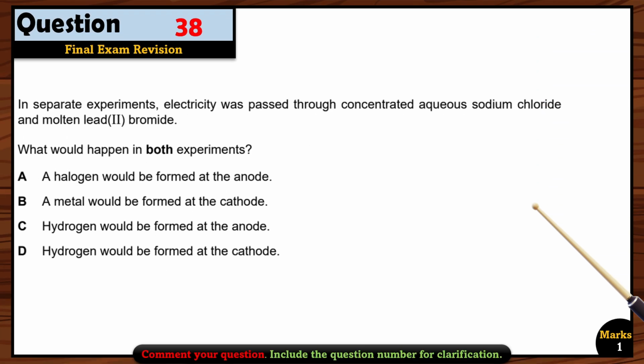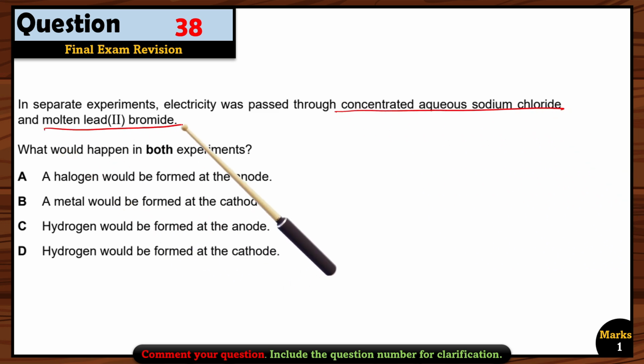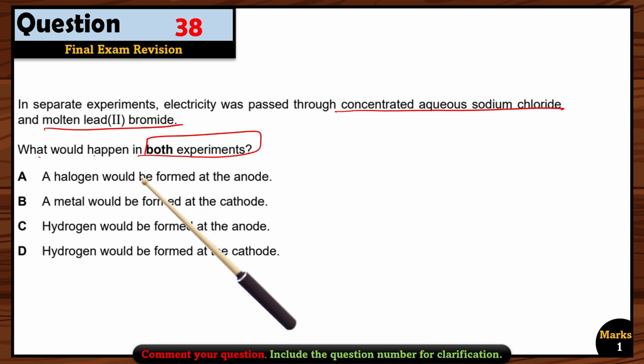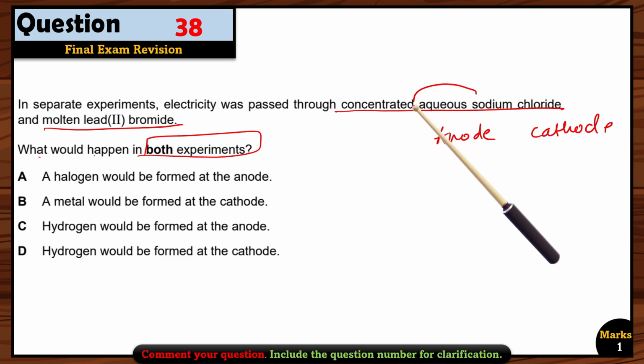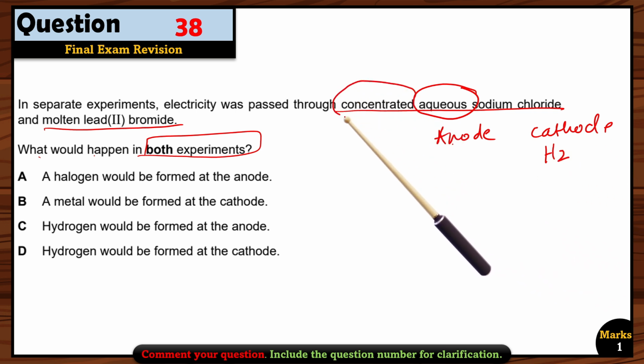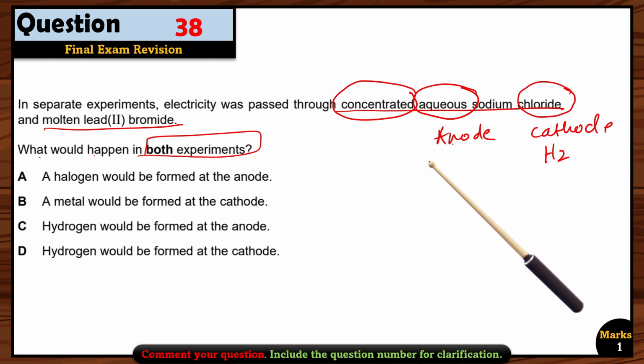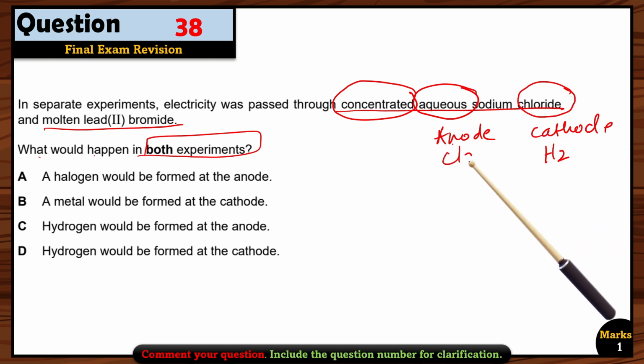Question 38. In separate experiments, electricity was passed through concentrated aqueous sodium chloride and molten lead bromide. What would happen in both experiments? We have to look at the anode and cathode. For aqueous, it's always water, so hydrogen at the cathode. At the anode it depends on concentration. If it's concentrated, you are going to get your own anions, that are chloride ions, so they will change into chlorine gas.